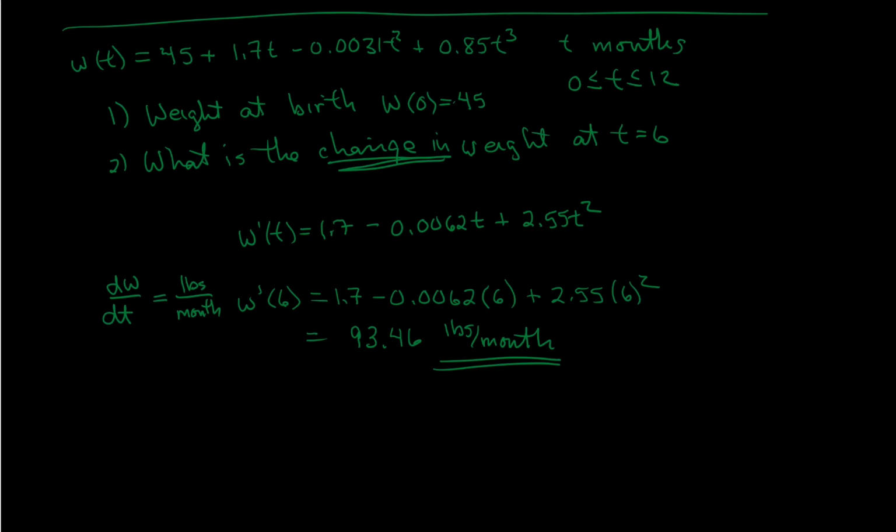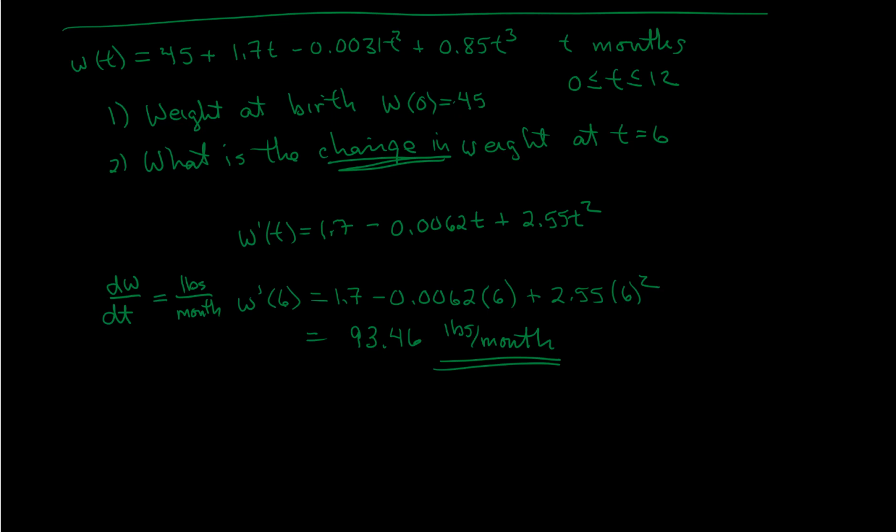First thing to notice is, in this case, I've said this equation only applies for months 0 to 12. In other words, the first 12 months. First question, what's the weight of a calf when it's born? Well, at birth, that's 0 months. You just plug 0 into your function, and you get 45.